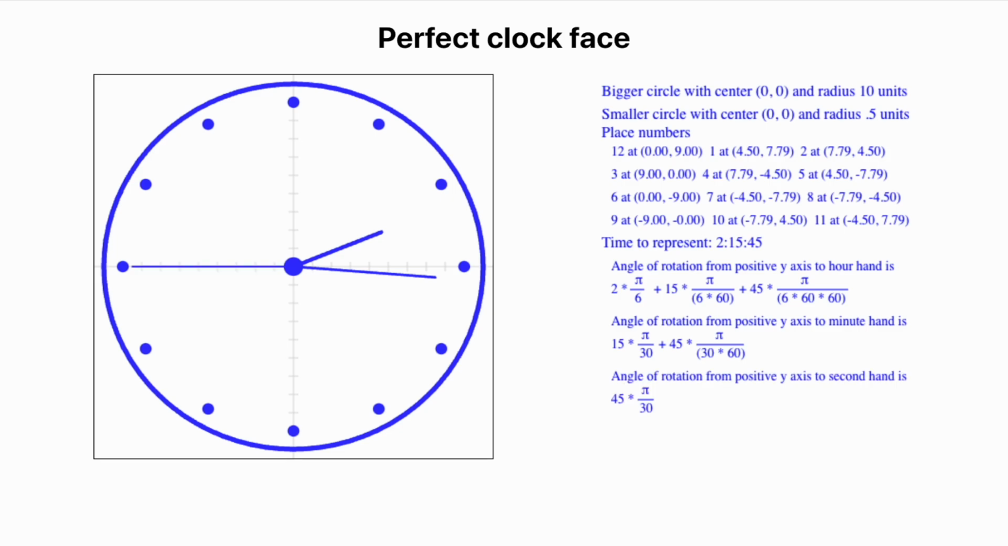For second hand, we have to calculate the angle of rotation by using the equation 45 into pi by 30. Since there are 360 degrees and 60 seconds, 1 second corresponds to 6 degrees. We have successfully created the clock face.